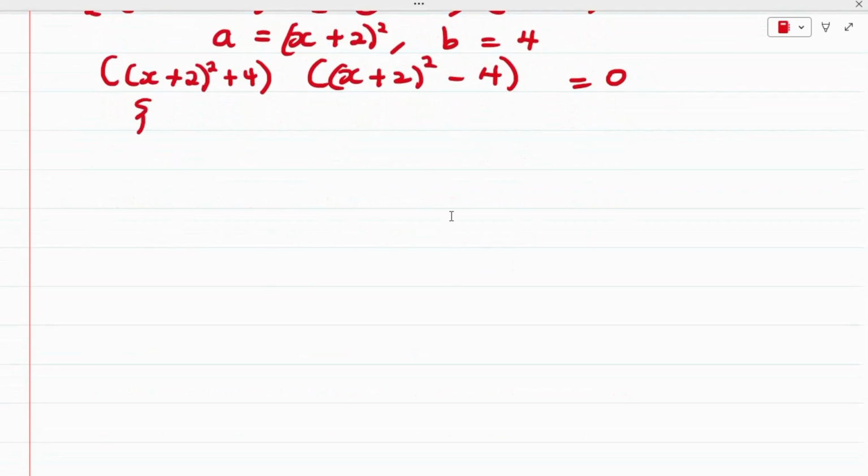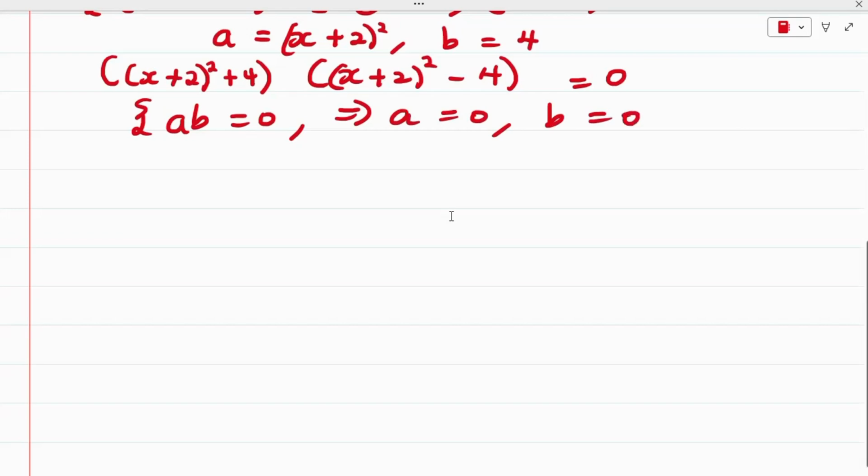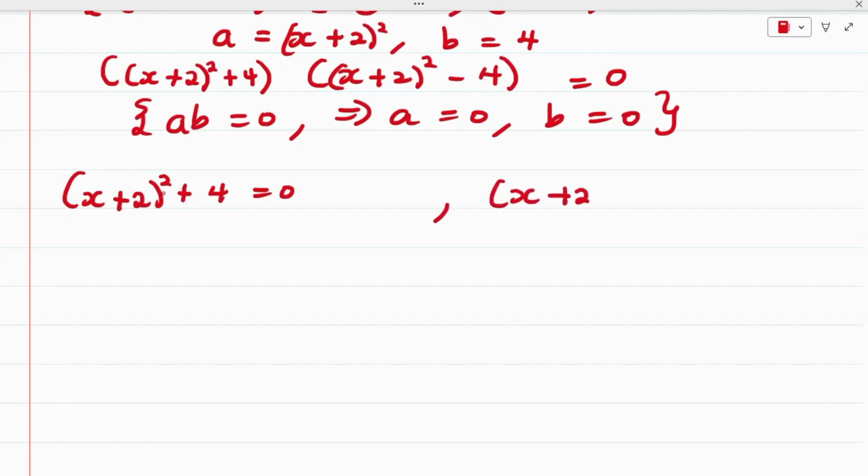And we know that if we have a multiply b is equal to 0, this implies that a is equal to 0 or b is equal to 0. So from here we have (x + 2)^2 + 4 = 0, and we have (x + 2)^2 - 4 = 0. So we are going to solve for this first before solving for the second one, alright?